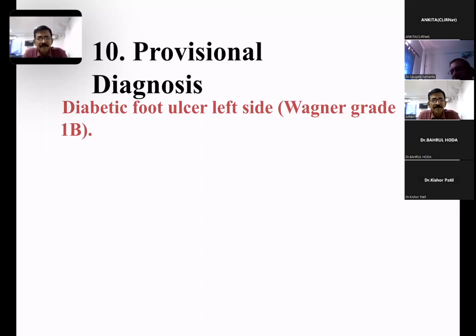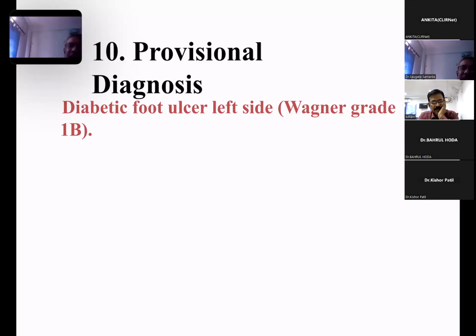Offloading. Sir, you mentioned one point, offloading. Why is offloading required? Sir, because after applying dressing, if repeated pressure is given on that point, that point will not heal. So you have to avoid pressure on the wound site. Yes, sir. So that you can achieve by offloading.